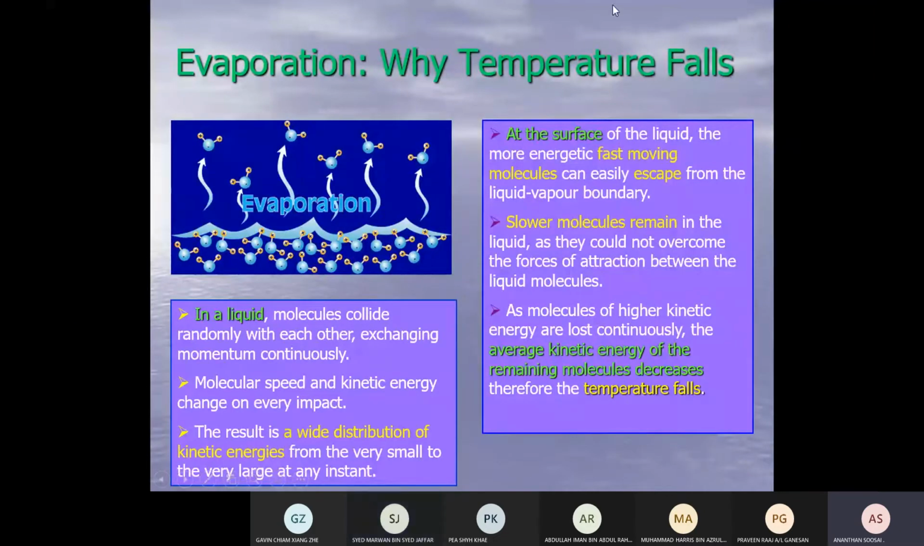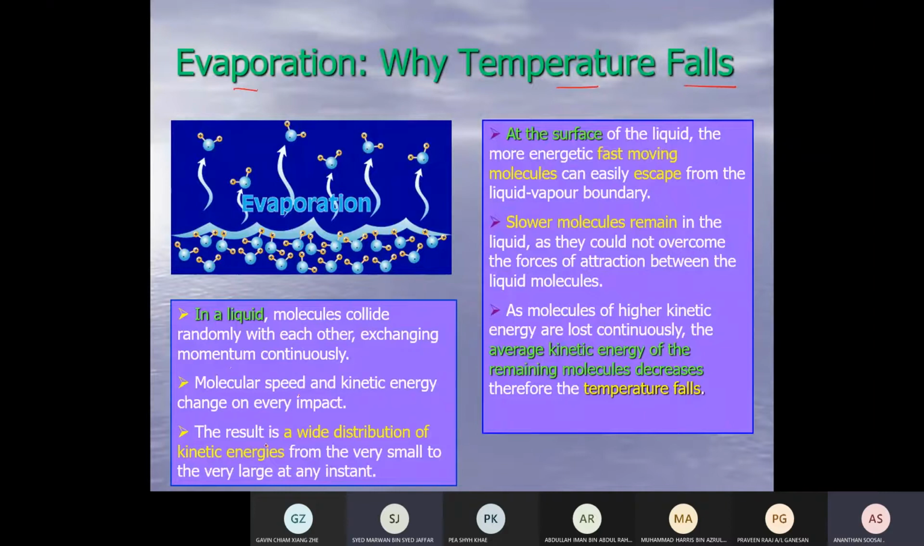Okay, so let's move on. Now the question they're going to ask in the exam is why evaporation causes the temperature to fall. You have to tell the story. This is the explanation which I believe most of you know before. Why does the temperature fall? Because in a liquid, the molecules collide randomly with each other, exchanging momentum.